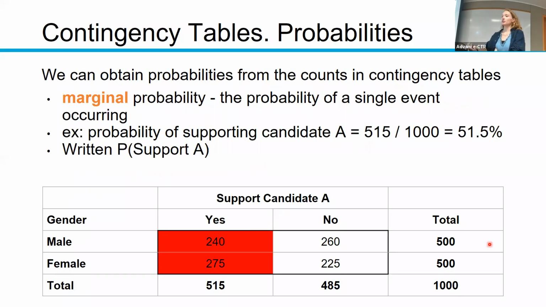The next probability that we can obtain is the marginal probability. This is the probability of a single event occurring. So examples are, what's the probability of supporting candidate A? What's the probability of not supporting candidate A? What's the probability of being male? What's the probability of being female? So in this example, we're going to look at the probability of supporting candidate A. That's the probability of falling into this yes column here. So we just take the total number of subjects that fall into that column, 515, and divide it by the total number of subjects in the study, 1,000. That gives us 51.5%.